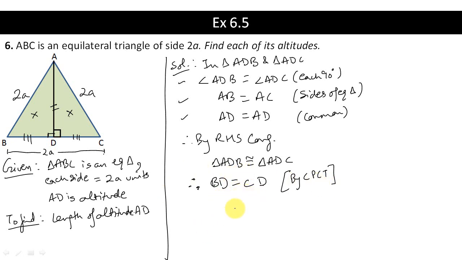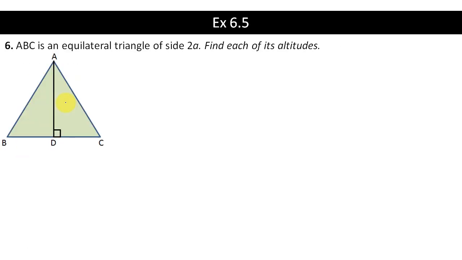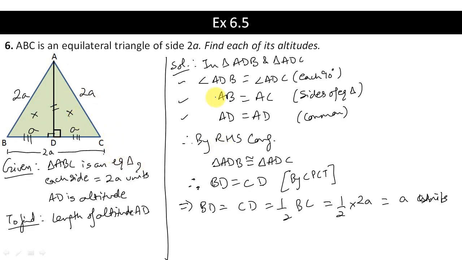So BD will be equal to CD, which means each of them will be equal to half of BC. Since BD is equal to CD, each of them will be equal to half of BC, which can be written as half of 2A, which is equal to A units. So each of these sides will be equal to A units. Now I have to find the length of AD.